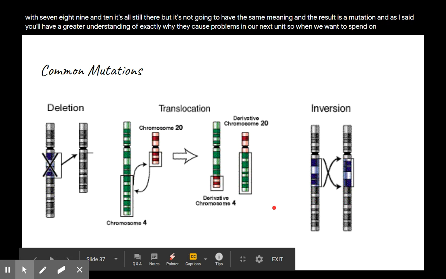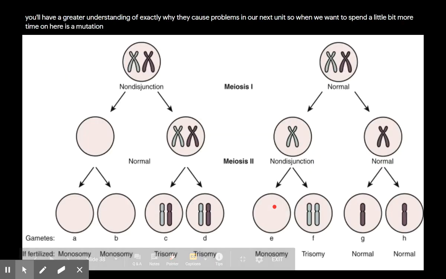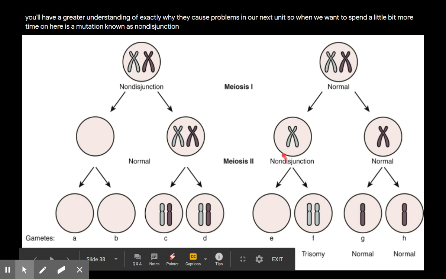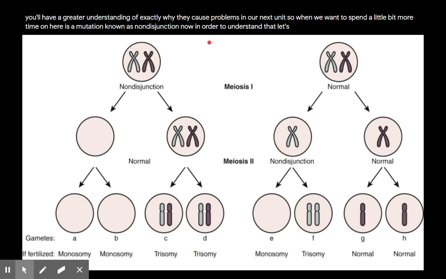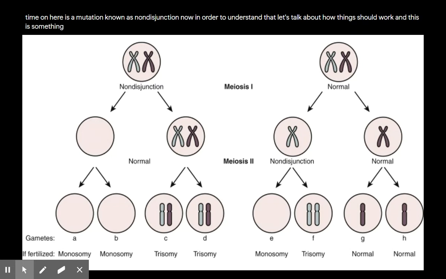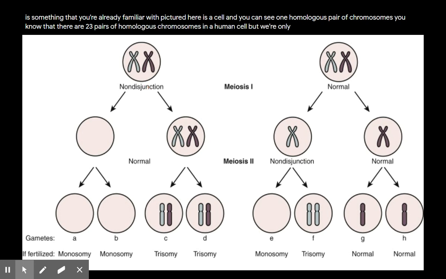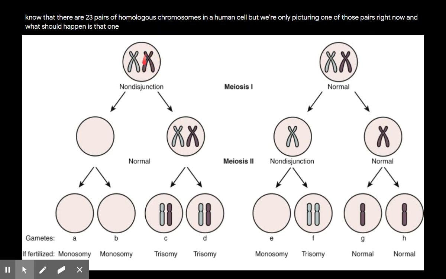The one we want to spend a little bit more time on here is a mutation known as non-disjunction. Now, in order to understand that, let's talk about how things should work. And this is something that you're already familiar with. Pictured here is a cell, and you can see one homologous pair of chromosomes. You know that there are 23 pairs of homologous chromosomes in a human cell, but we're only picturing one of those pairs right now. And what should happen is that one member of that pair during meiosis 1 should end up over here, and the other member of that pair should end up over here.